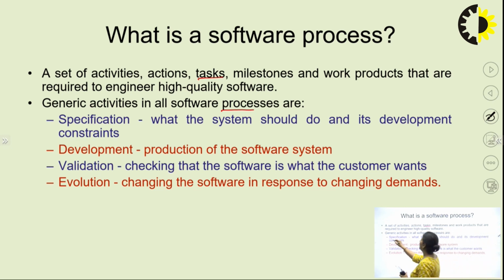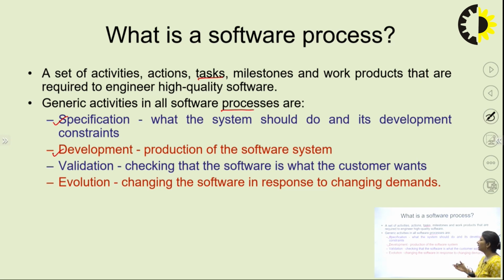First one is specification. Specification means what the system should do and its development constraints. That means we have to specify the requirements of the system, and why we need this system. Then we move to another activity, that is development. Firstly we have identified what the system should do, then we go for the production of the software system. And this development includes both designing and coding.